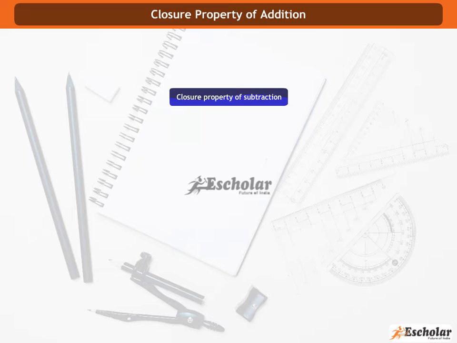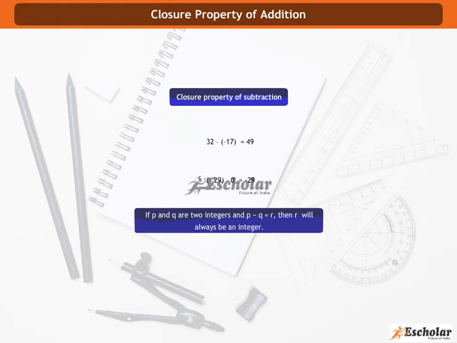Closure property of subtraction. What will we get if we subtract these two integers? For example, 32 minus bracket minus 17 is equal to 49. Minus 29 minus 0 is equal to minus 29. Yes, after subtraction of each pair of integers, we get again an integer.